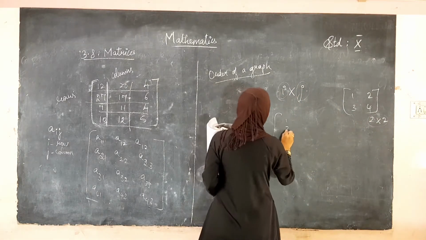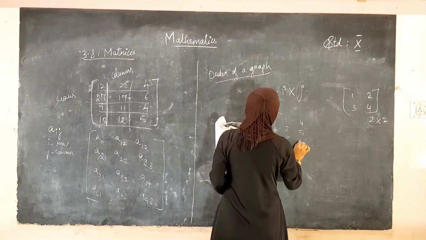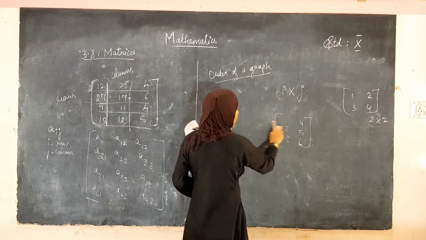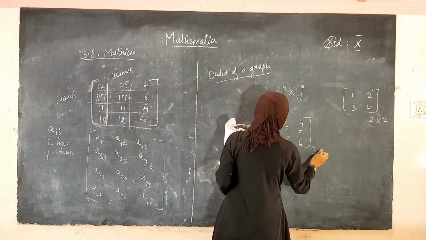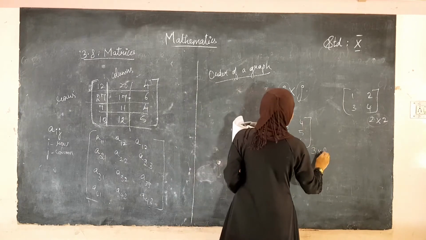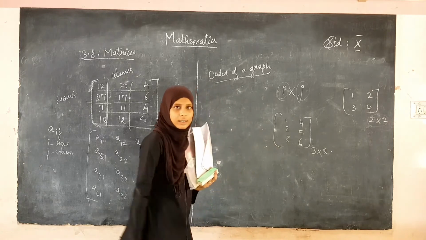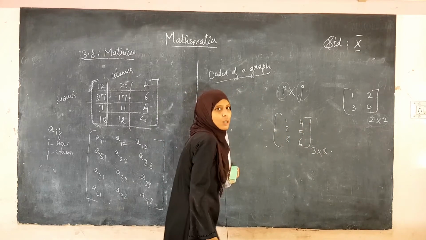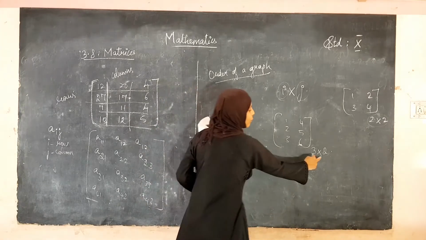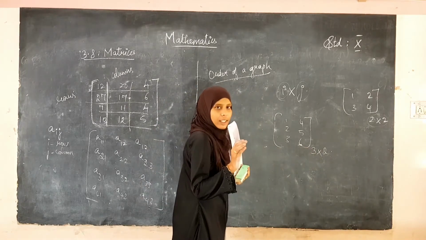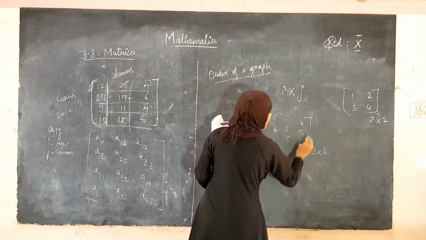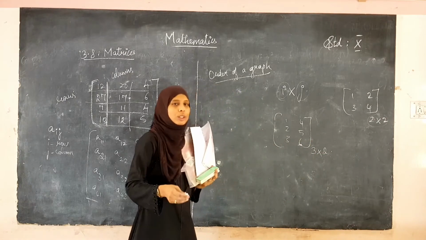See here, what is the order of this matrix? This contains 3 rows, 1, 2, 3, and it contains 2 columns, so it is a 3 cross 2 matrix. If you multiply this you get 6, it contains 6 elements. For finding the number of elements you have to multiply, but when they ask us to find the order of the matrix, you have to write it like this: 3 cross 2, 2 cross 2, 2 cross 4, like that.